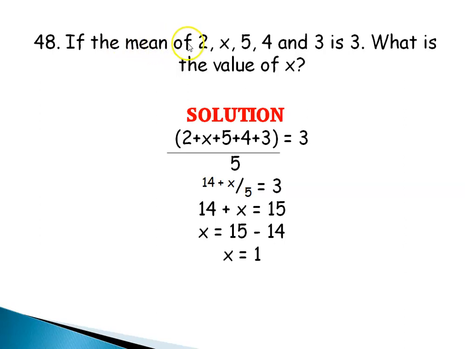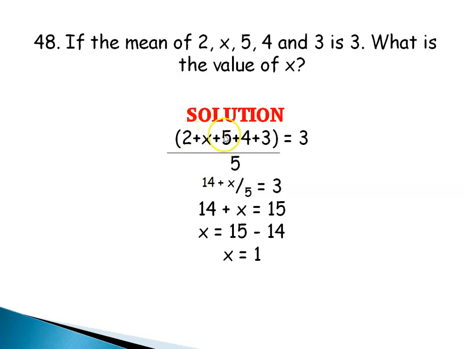If the mean of 2, x, 5, 4, and 3 is 3, what is the value of x? We did a question on mean earlier, isn't it? Mean means adding all the numbers together and dividing by the number of values you have. But in this case, they've given us the value of the mean. We have to look for x. So I'll add everything: 2 plus x plus 5 plus 4 plus 3, divided by the number of outcomes. How many do we have? 1, 2, 3, 4, 5. That's why we are dividing by 5. It will give us 3, which is the mean.